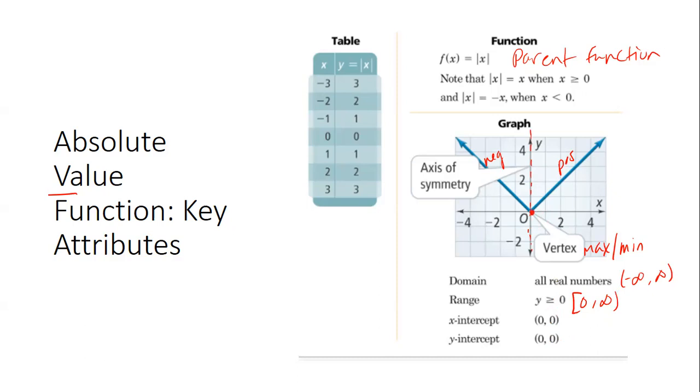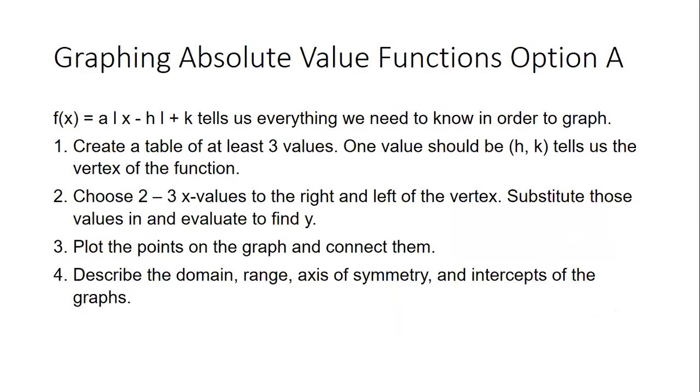Okay, everything changes from the parent function, right? And that's what we're going to be doing. So we're going to be graphing. You are the graphing calculator, okay? So you're going to be doing the graphing without the calculator, with just your hands and your beautiful brains, all right? So how do we do that? Well, there are two options. Option A is that when you have an absolute value written as the absolute value of x minus h, plus k, it tells you everything we need to know in order to graph, okay?